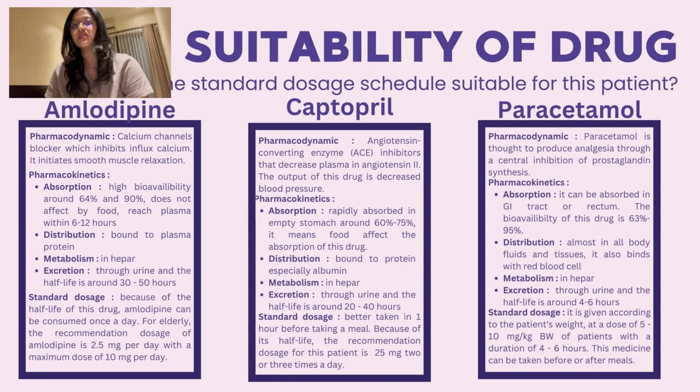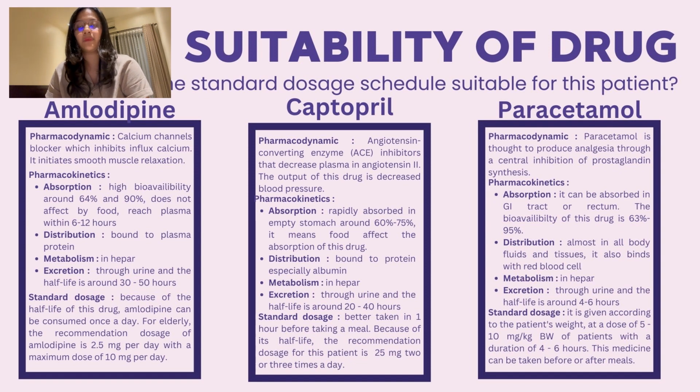And the last one is paracetamol. The pharmacodynamic of paracetamol is thought to produce analgesia through a central inhibition of prostaglandin synthesis. For the pharmacokinetics, it can be absorbed in the GI tract or rectum, and the bioavailability of this drug is 63% to 95%. For the distribution, it is found in almost all body fluids and tissues, and it also binds with red blood cells.